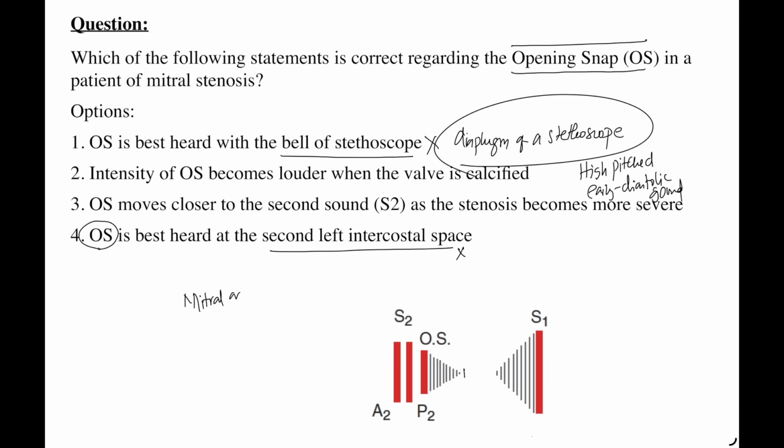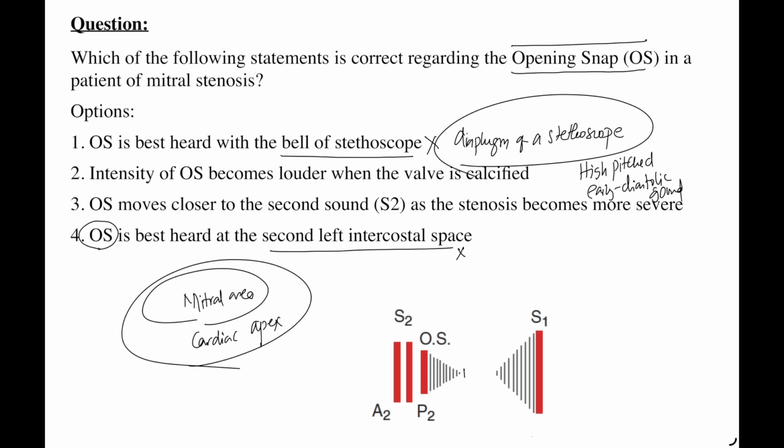Mitral area sounds are better heard at the cardiac apex. The mitral area is the cardiac apex, not the second left intercostal space. Right? It is better heard at the cardiac apex. So this is also wrong. Now there are two more options left. Among them, you have to choose which is correct.